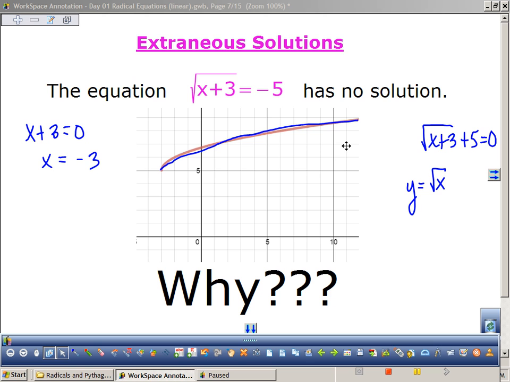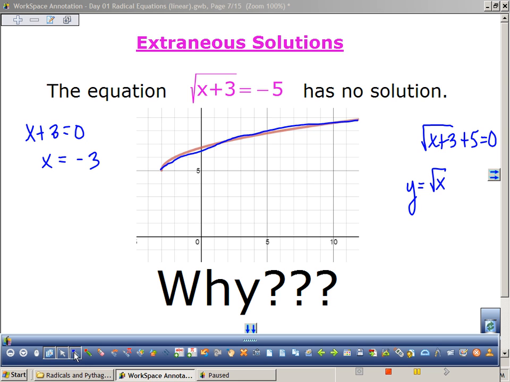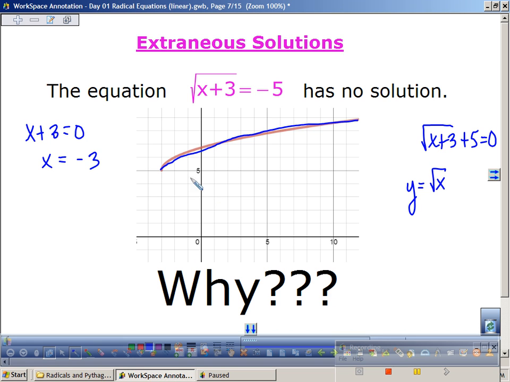Remember the very beginning graph that we did? It never crosses. Is it ever going to cross the x-axis? No. So whenever you have something like this, where it says negative 5, it's going to go up. It's going to shift up.